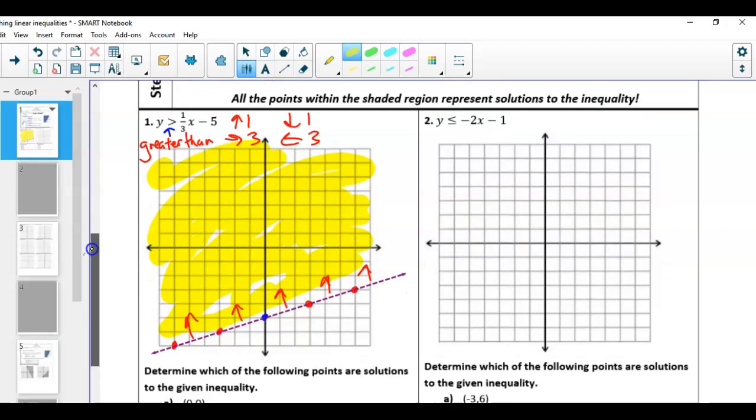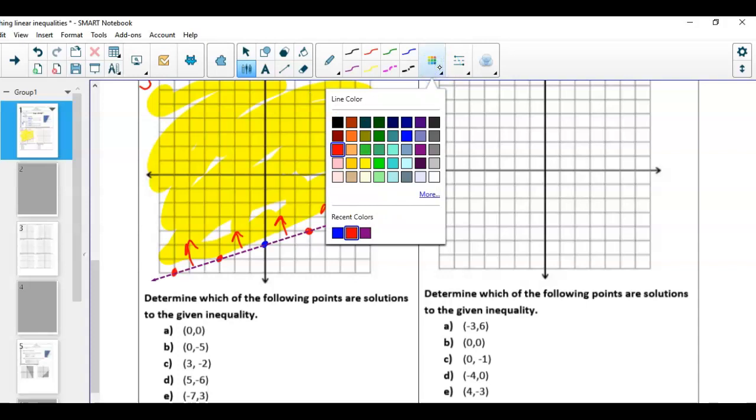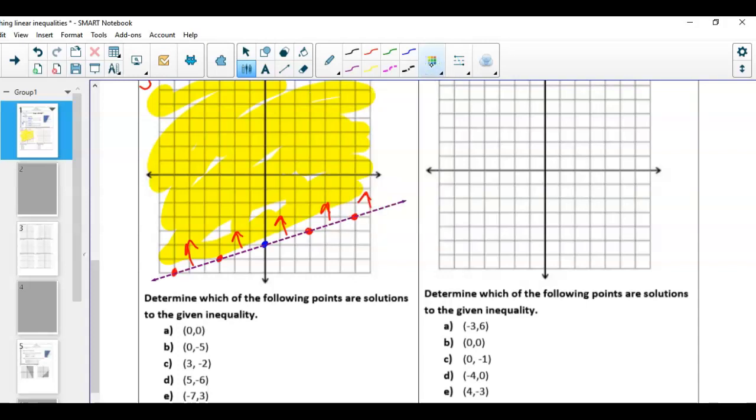Right? Now, in this number 1, it also asks us to determine which of the following points are solutions to the given inequality. To do that, you need to see, do these fall in the shaded area or not? If they fall in the shaded area, then they're solutions. If they don't fall in the shaded area, they're not solutions. Now, I'm going to go back and color in all of this area right here, just so we know that the parts that I missed are still shaded. So all of this above this line is still shaded.